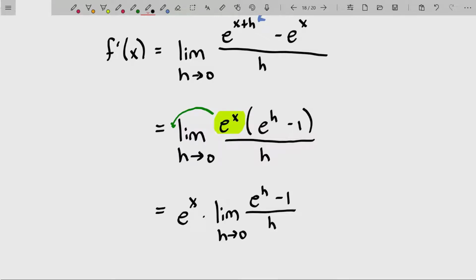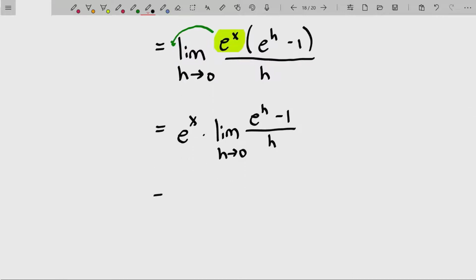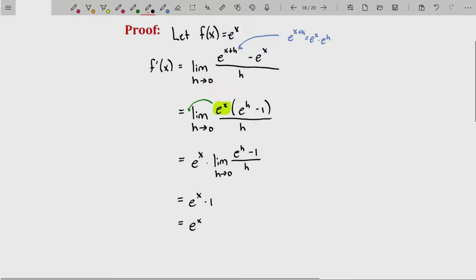And you look at that bad boy and you go, oh, but wait a second. e is the only base such that e to the h minus 1 over h as h goes to 0 will turn into 1 by definition. And so there you go. f prime of x is equal to e to the x, QED.